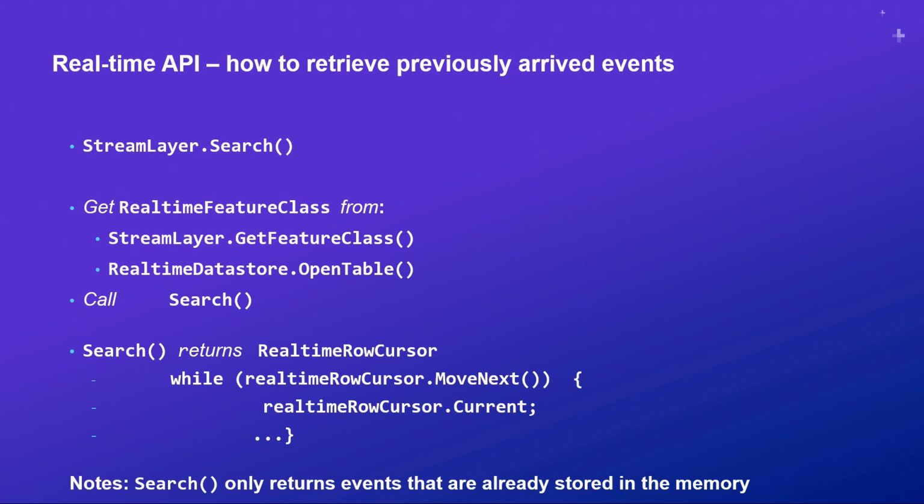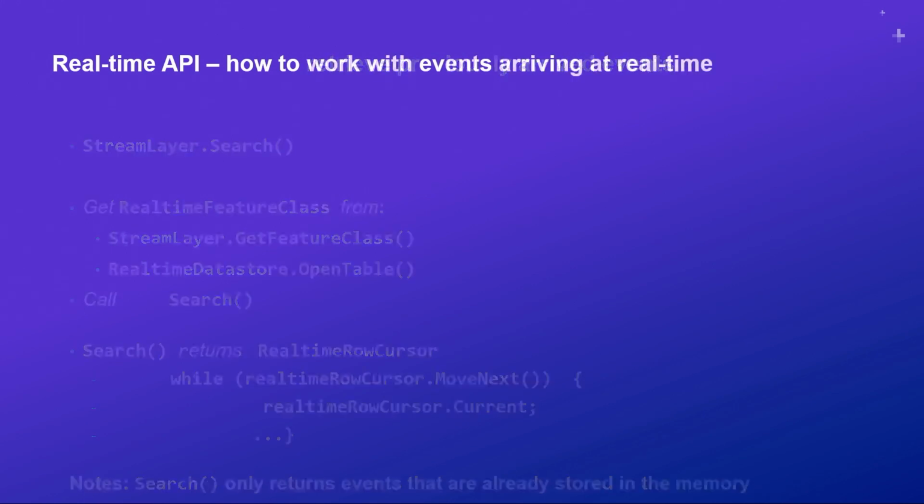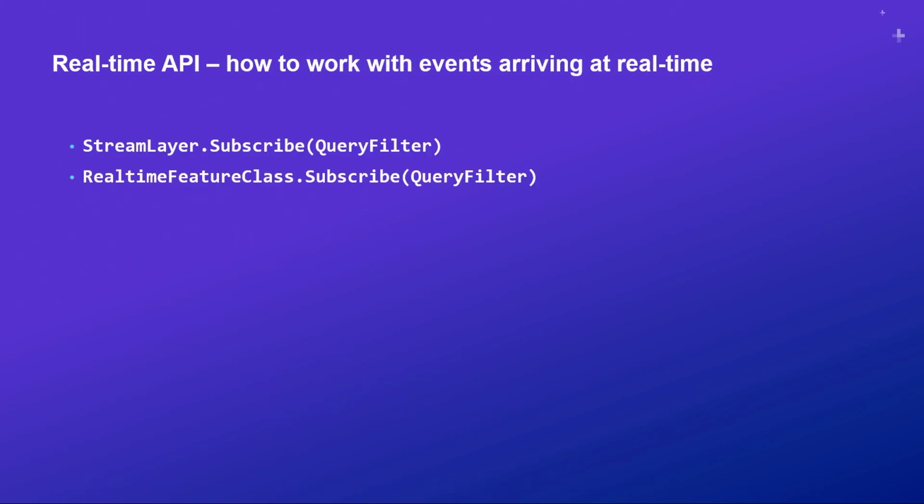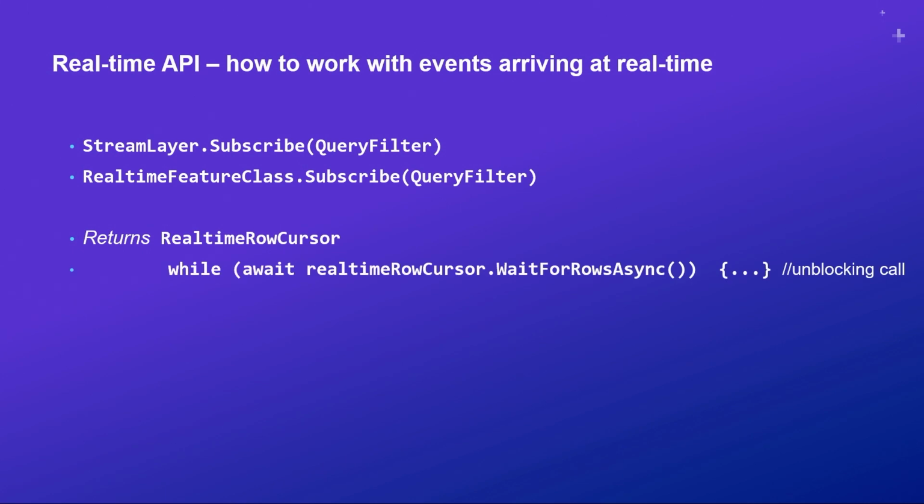In order to listen to the live feed, you actually need to subscribe. So we have subscribe functions available for both the StreamLayer class and the real-time feature class. It returns the real-time row cursor, the way we return it for search. And then to listen to the real-time feed in a non-blocking way, you have to call this WaitForRowAsync function. Once you do that, it waits until the new data comes in.